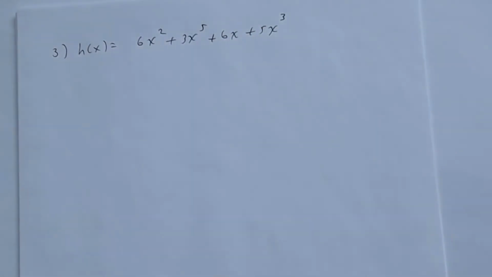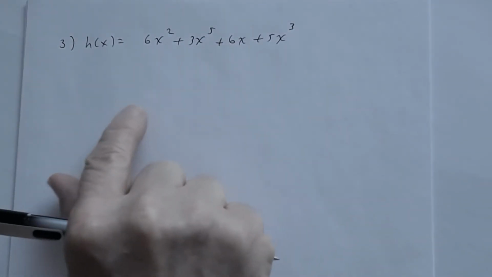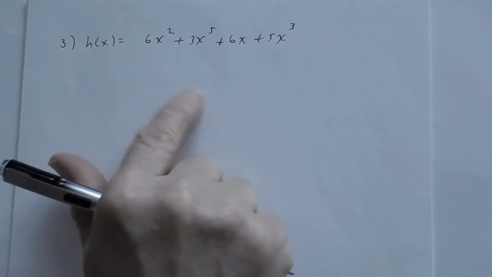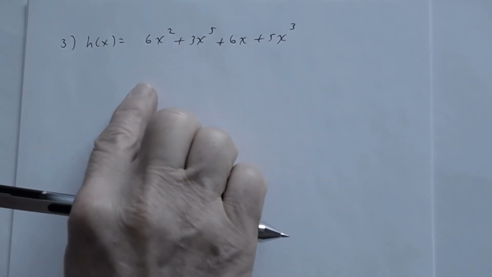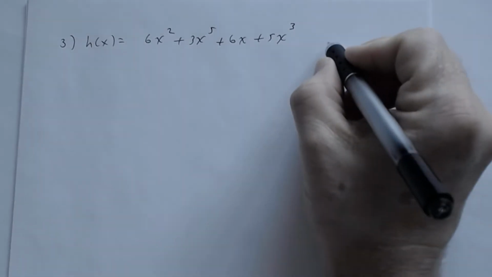All right, so number 3. 6x squared plus 3x to the 5th plus 6x plus 5x cubed. So we have 4 terms. And so if I want to find the end behavior, if I want to find what's happening on the outsides of the graph of this function, then I have to determine the leading term.